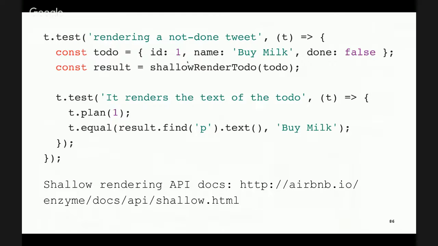And my API for finding data in that shallow rendered output is much nicer. So I can call result.find, give it the element I want to search for, then call .text to get the text of it. So it's a very jQuery-like API, which reads very nicely and is much more intuitive and easier to work with. There's a link there to the full API docs on them.